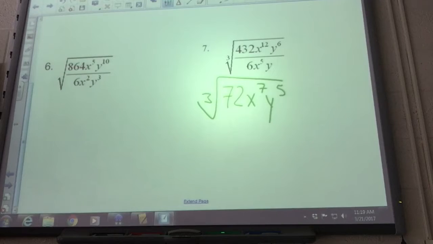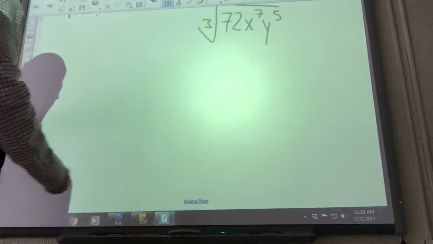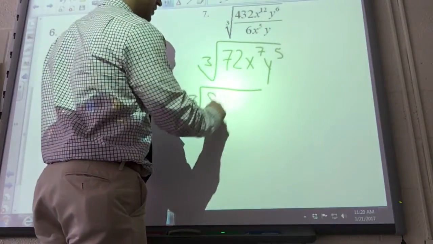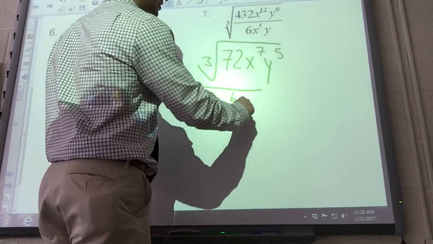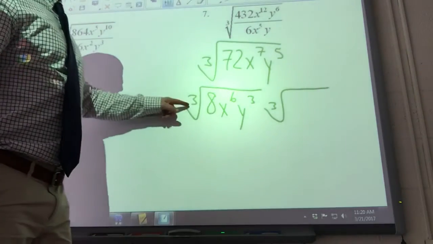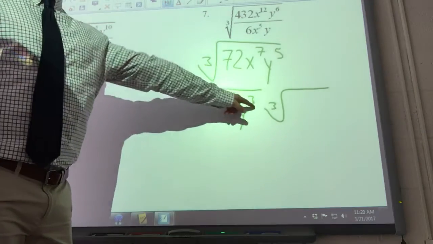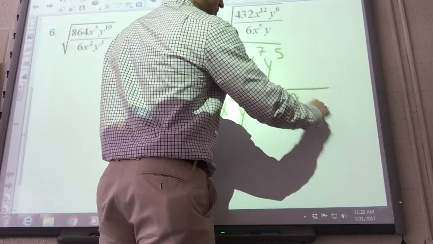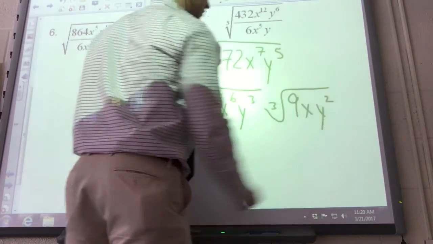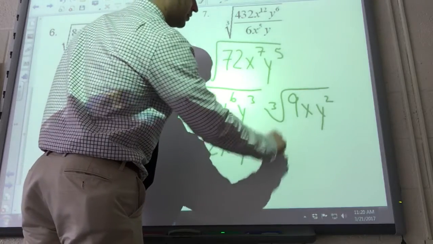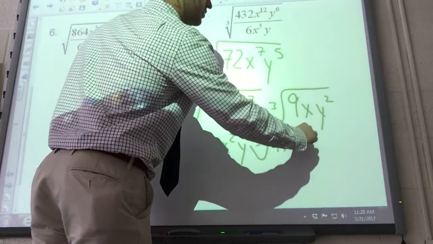And from there, you're going to simplify the radical as you would in the beginning of the unit, just plain old simplify. Biggest perfect cube that goes in is 8. X to the 6th, y to the 3rd. Remember, we're looking for perfect cubes divisible by our index. Our index is 3, so 6 and 3 are divisible by 3. And then a 9x y squared is left over. So we reduce to 2x squared y cube root 9xy squared.